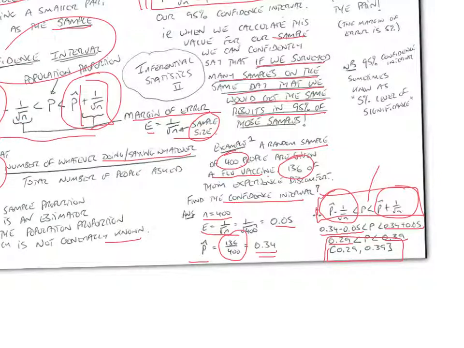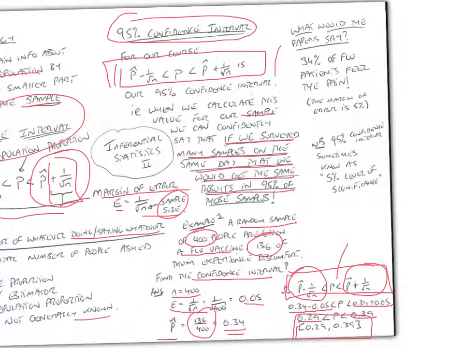It's 0.29 to 0.39. And if the newspapers found out that people got the flu vaccine and they had discomfort, they might do this survey just to see how many people are suffering, but they won't really print the numbers as such in the headlines. It would just say 34% of flu patients feel the pain, and in small print underneath, the margin of error is 5%, which is from here. Our 34 is from down here, and our 5% is there, okay?